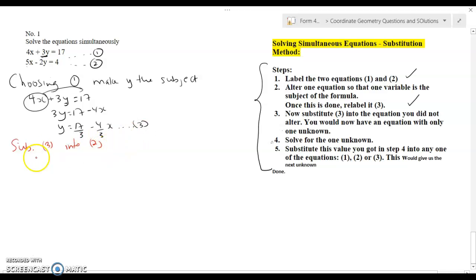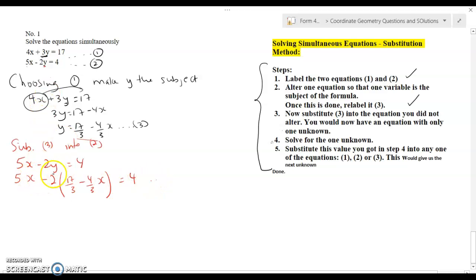Now it's very good for you to write these statements so that your teacher could see that you understand what you're doing. So even if you make a mistake along the way, they could still award you marks because you knew what to do. So I'm going to put this equation into this one. So instead of writing 5x minus 2y is equal to 4, I'll write 5x minus 2 bracket 17 on 3 minus 4 on 3x is equal to 4, right?